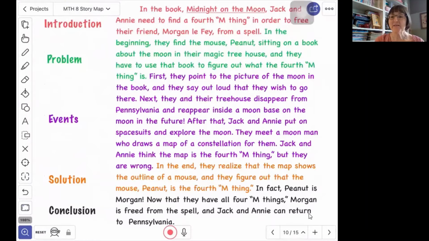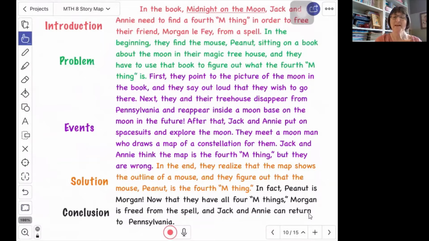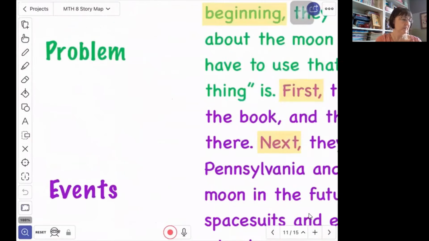So there is our summary written as a paragraph. It has an introduction, the problem at the beginning, events in the middle, a solution, and a conclusion. Let's take a little closer look at this paragraph. Here you can see that I have highlighted in yellow some words. These words are what I call transition words.